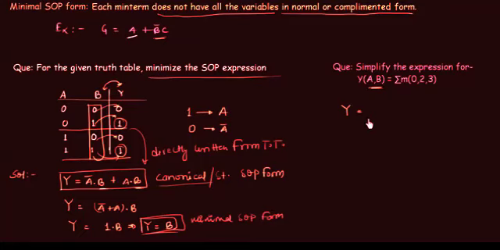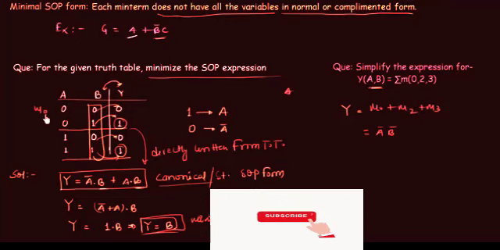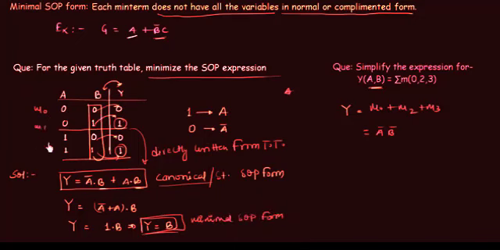In the same way we have to approach question number 2, and I will write down the canonical form first. We have M0 or M2 or M3. M0 is A complement, B complement. If you remember from the truth table, this is 0, 0. So I have M0. The 0 represents the decimal equivalent of 0, 0. 0, 1 is M1, 1, 0 is M2, 1, 1 is M3.